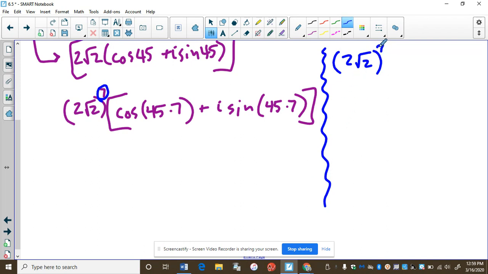We can, quote unquote, distribute exponents into products. So this is the same as 2 to the 7th times radical 2 to the 7th power. 2 to the 7th power, I believe, is 128. Let me check that.